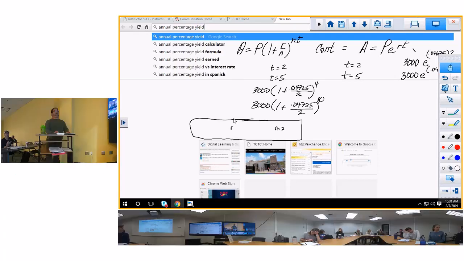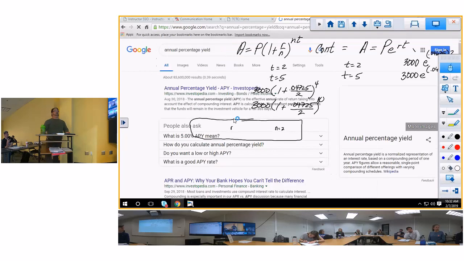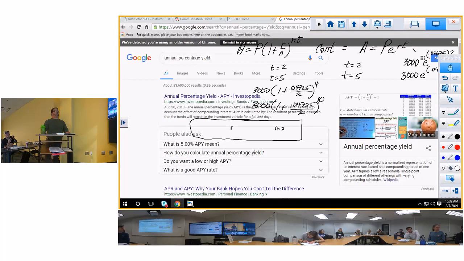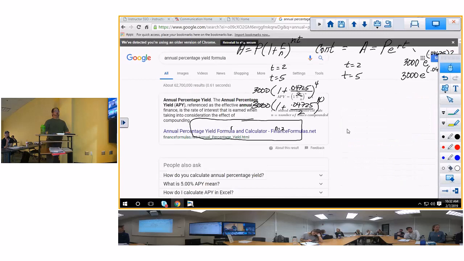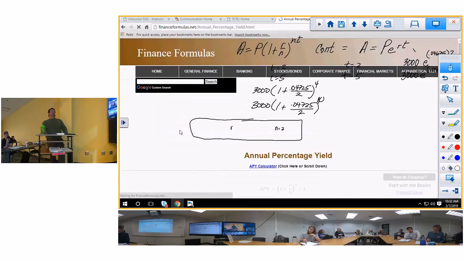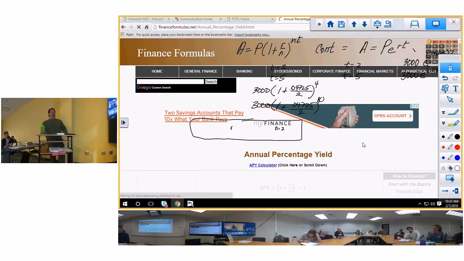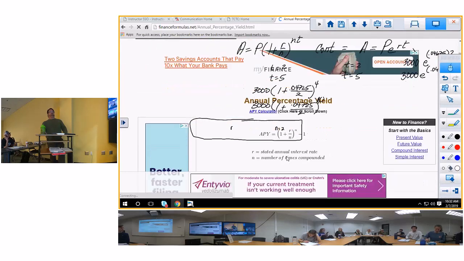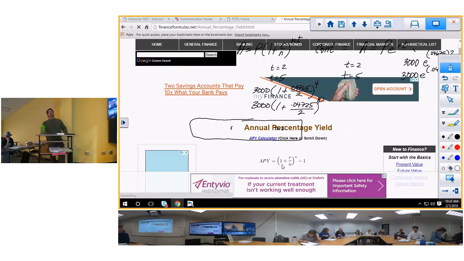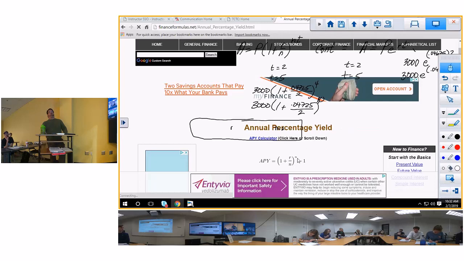Annual percentage yield formula. New minus old over old. Okay, there it is. No, it's minus 1. I hate when they do this. They don't give you the formula. There it is right there. Okay, write that down. Annual percentage yield is equal to 1 plus R over N raised to the N, minus 1.